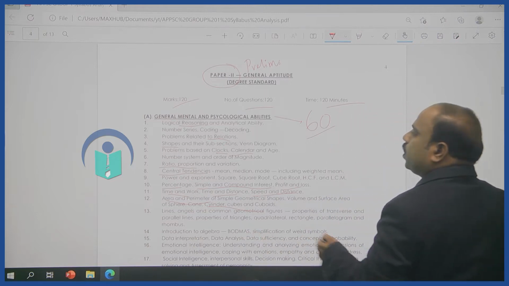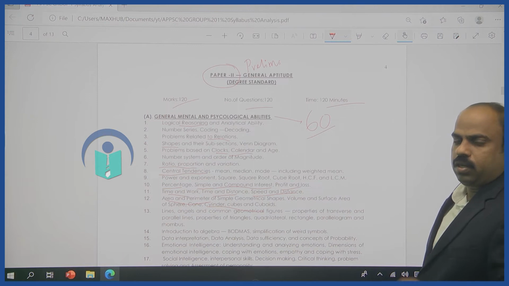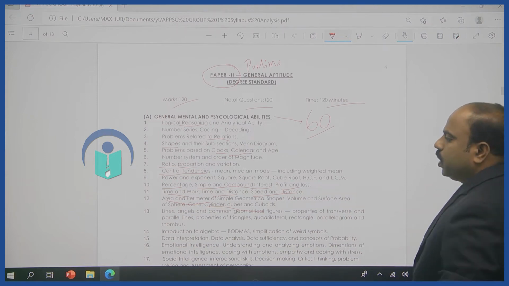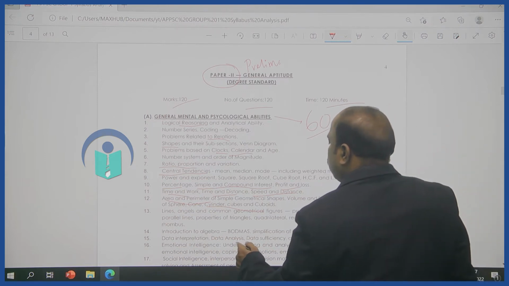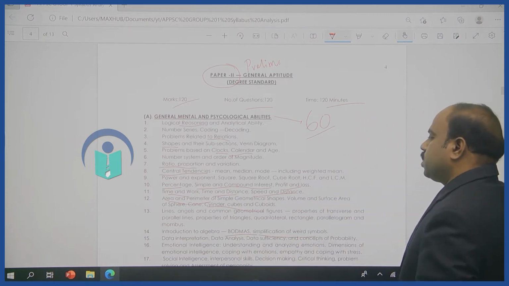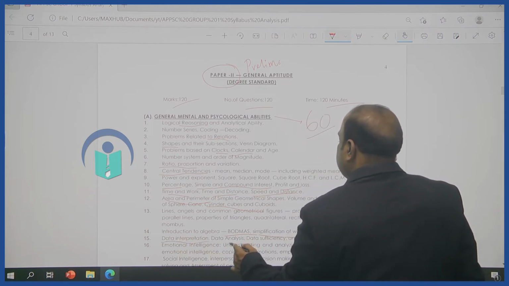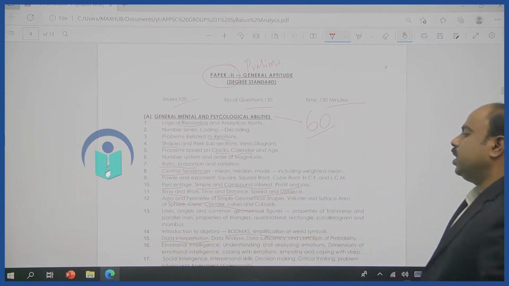But the very important thing is whatever I am underlining, those are important. Those are very simple, we can do it. The next, introduction to algebra, BODMAS, simplification of various symbols, etc. Very important are data interpretation, data analysis, data sufficiency, concepts of probability, etc.